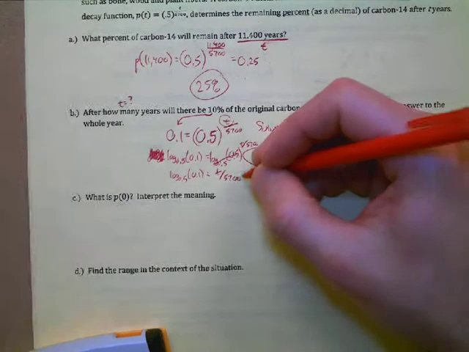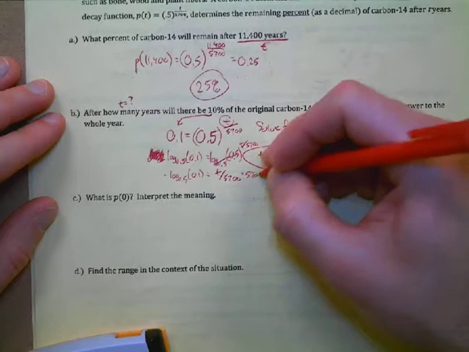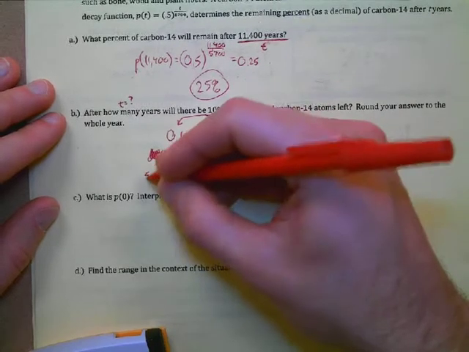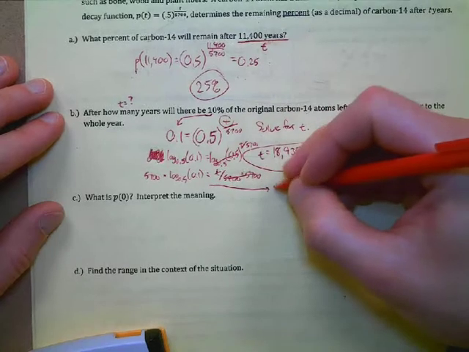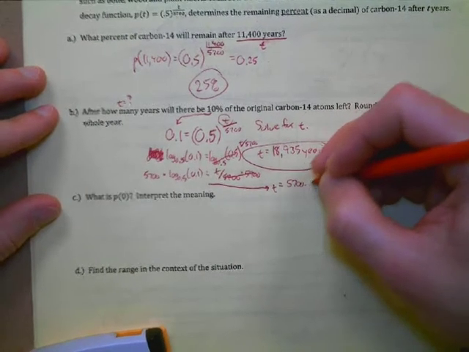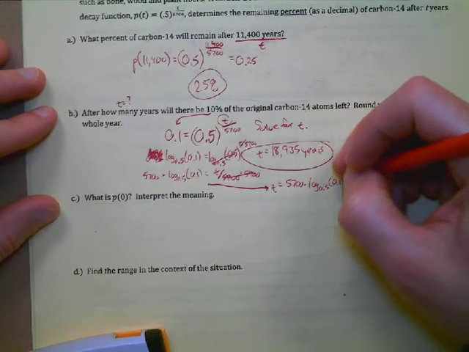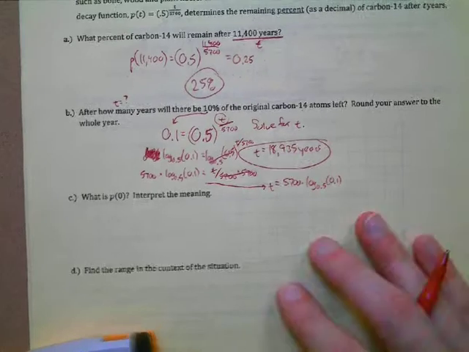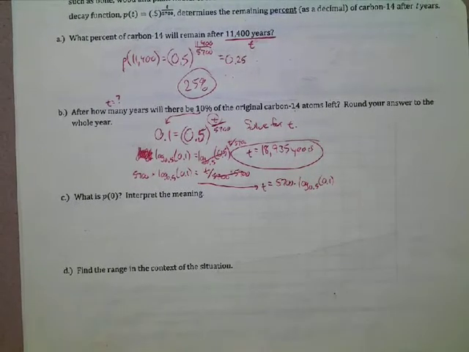Multiply both sides by 5,700 there. I'm running out of space, so I'll put it over here. So t will equal exactly 5,700 times log base 0.5 of 0.1. Or again, if you type in your calculator, 5,700 times log, oops, I'll go back to pretty print.